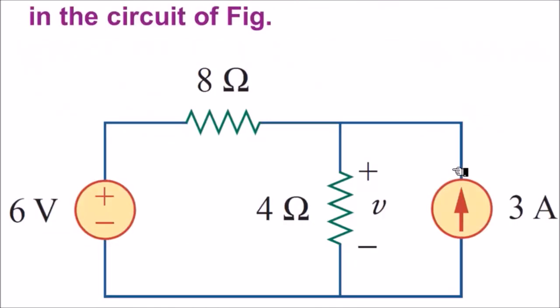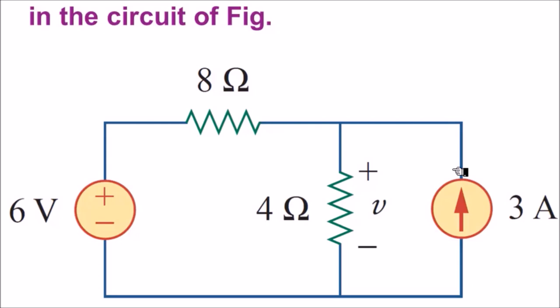Let's take an example to understand how the superposition theorem can be applied for circuit analysis. Consider the circuit shown in the figure. It consists of a 6 volt voltage source, a 3 ampere current source, and 2 resistors, 8 ohm and 4 ohm. The question is to find the voltage V across the 4 ohm resistor. We can do the analysis by normal mesh analysis or nodal analysis, but to find the voltage V using the superposition theorem, we follow the 4 steps mentioned in the previous slide.